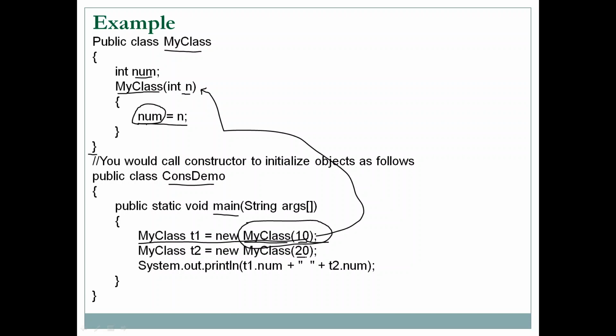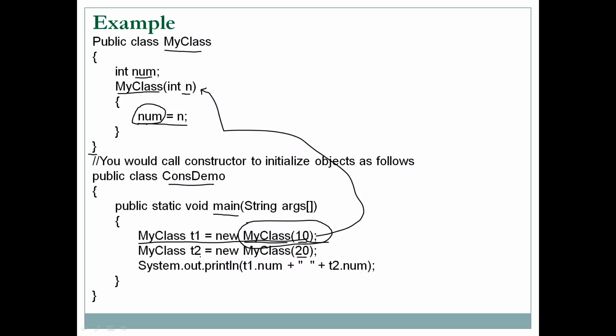Now one thing to remember here, t1 and t2 are different objects, and each of these objects has its own variable num and constructor. They are not sharing the variable num, because instance variables are associated with the object. Every object has its own set of instance variables, and that is the reason when I store 10, this 10 is stored in the variable num of the t1 object, whereas 20 is stored in the variable num of the t2 object.